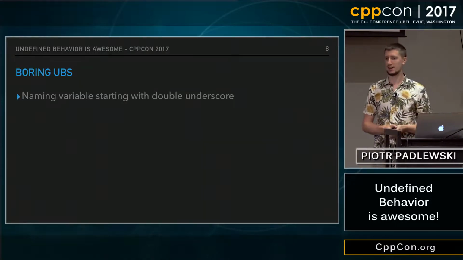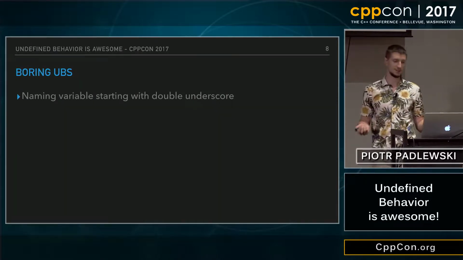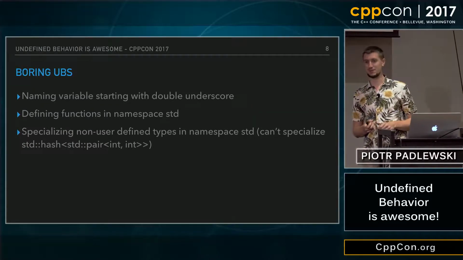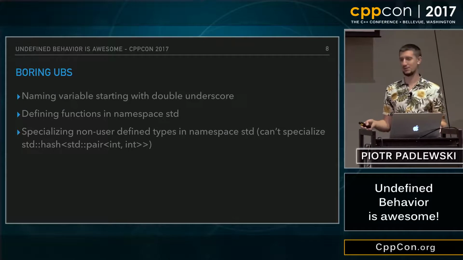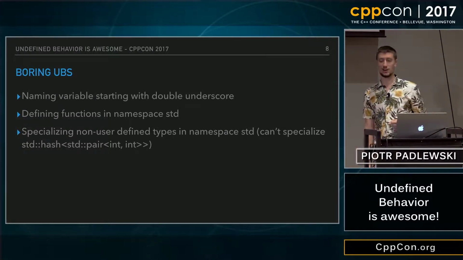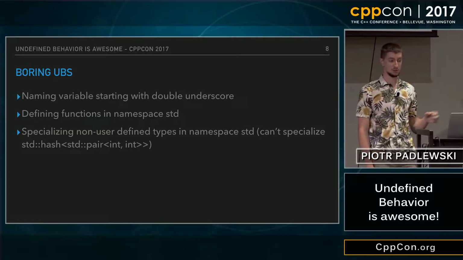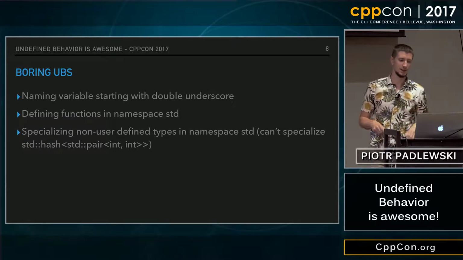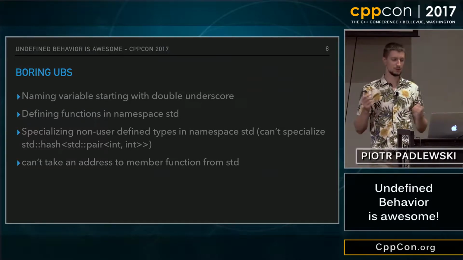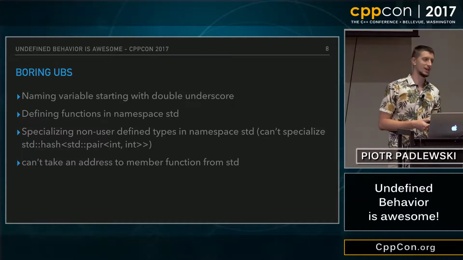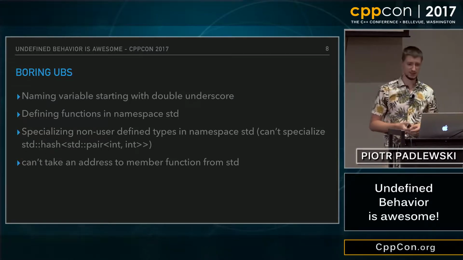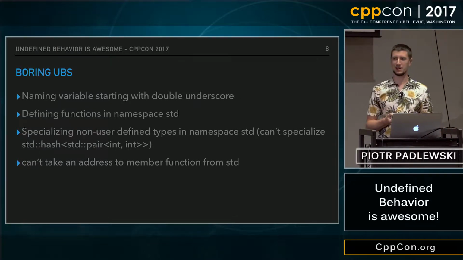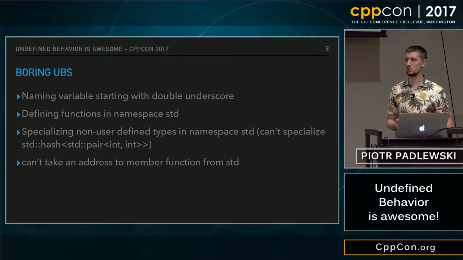There are things like naming variables starting with a double underscore, defining a function in namespace std, or specializing a non-user-defined type in namespace std. Translating it means that, for example, we cannot specialize std::hash of pair of int and int. If it were a hash of pair of my type and int, then it would be fine. And another thing, we cannot take the address of a member function from namespace std. So this sounds pretty weird. Why would the behavior of my program be undefined if I use some weird names for my variables?